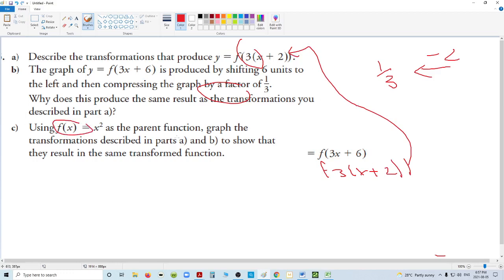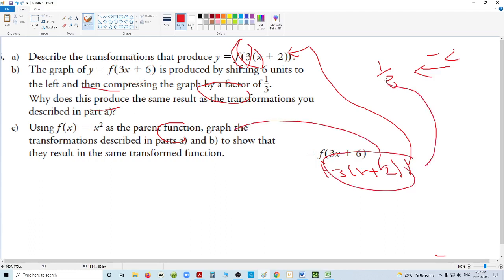Using x squared as the parent function, graph the transformation described in part A and B and show the result. No, I don't have to, actually. I'll let you do it. You just simply multiply all your x values by 3 and then add 2. And then you, if you want, like the second one is stupid. I wouldn't even bother. Because I've just proven algebraically that it's the same formula.